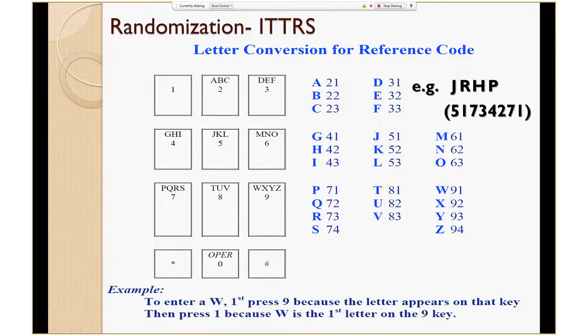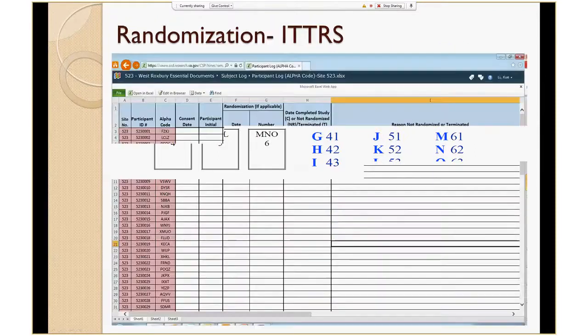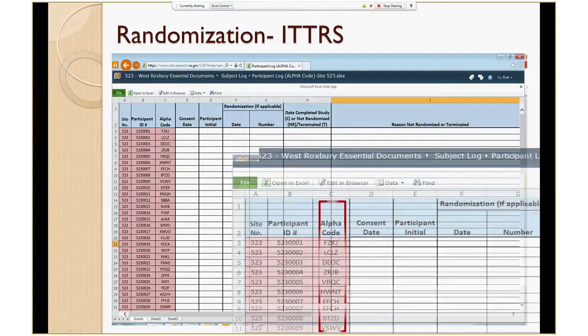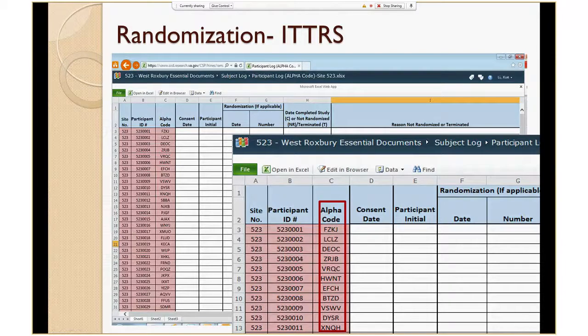Does anyone have any questions so far about entering the letters? I'll take that as a no. So the alpha codes are going to come from your screening logs. As you can see here, each patient ID has a unique alpha code. So you'll need to obtain the alpha code before you make the randomization call.